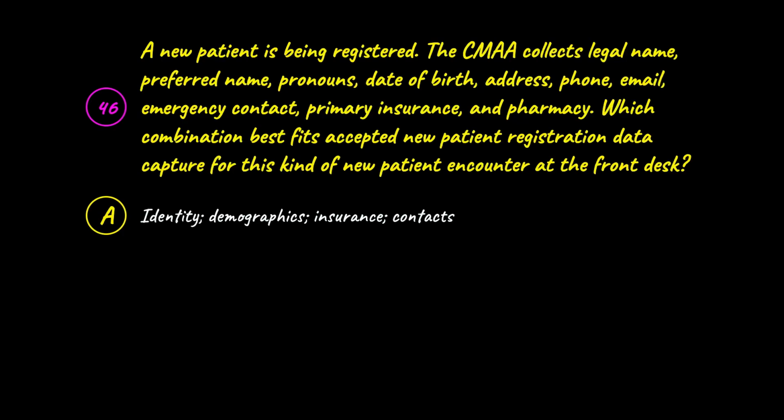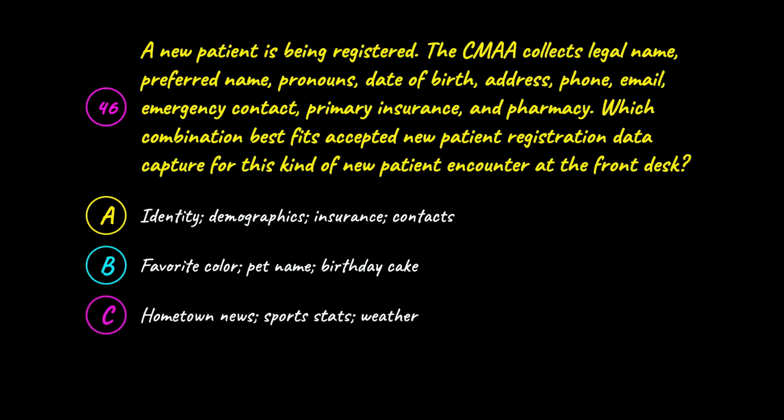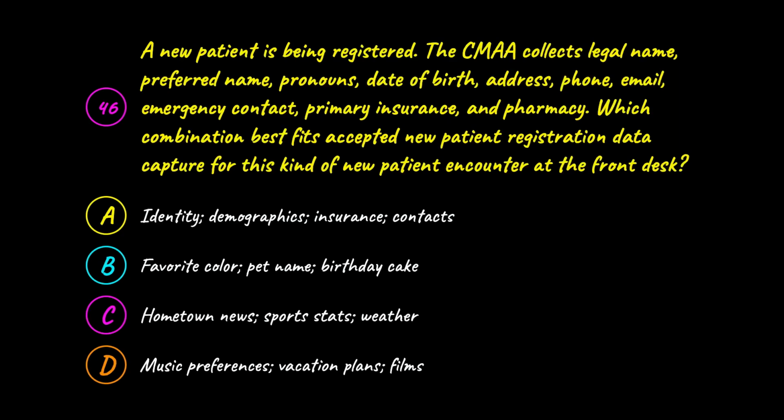Identity, demographics, insurance, contacts. B. Favorite color, pet name, birthday cake. C. Hometown news, sports stats, weather. D. Music preferences, vacation plans, films. Which would you go with? Lock it in before the reveal.